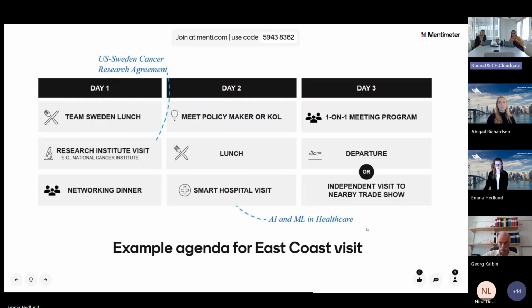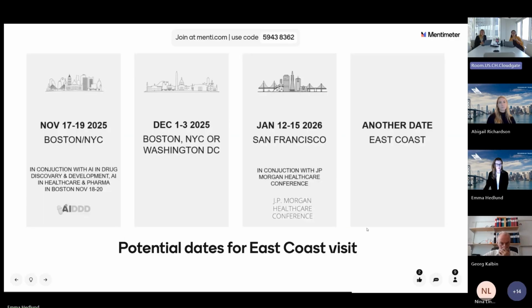And if we look at the next slide, we are considering some dates for this. You can see them here. We are looking at mid-November in Boston or New York. This would also be in conjunction with an AI in drug discovery and AI in healthcare summit in Boston. So that would be possible to attend at the same time. We are looking into the first days of December. That will be Boston, New York, or Washington, D.C.